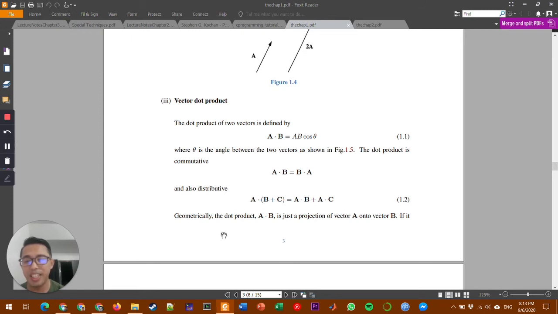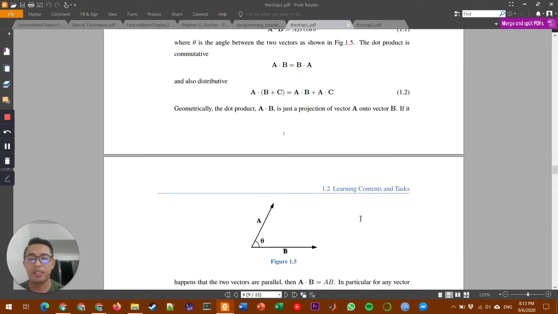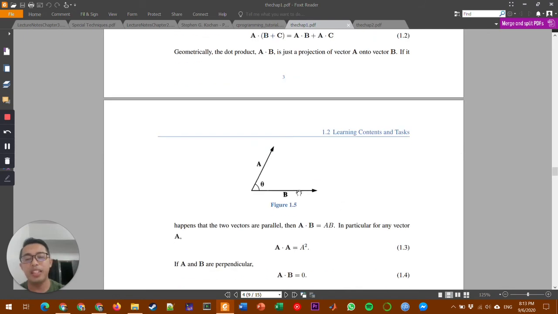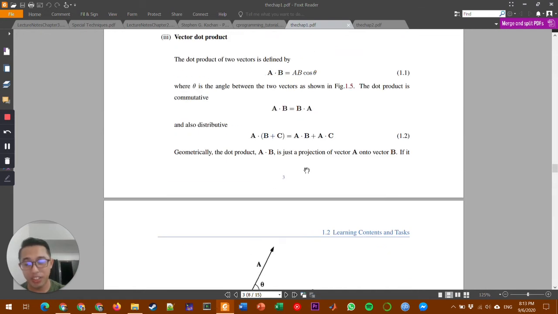So geometrically, the dot product A dot B, as I've said kanina, is just a projection of vector A onto vector B. If you have A dot B, so unsa man ang shadow nga i-make sa A onto B, let's say ang light is coming from above. So ang shadow niya is na dire. And that's actually equivalent to just by saying AB times cosine theta.